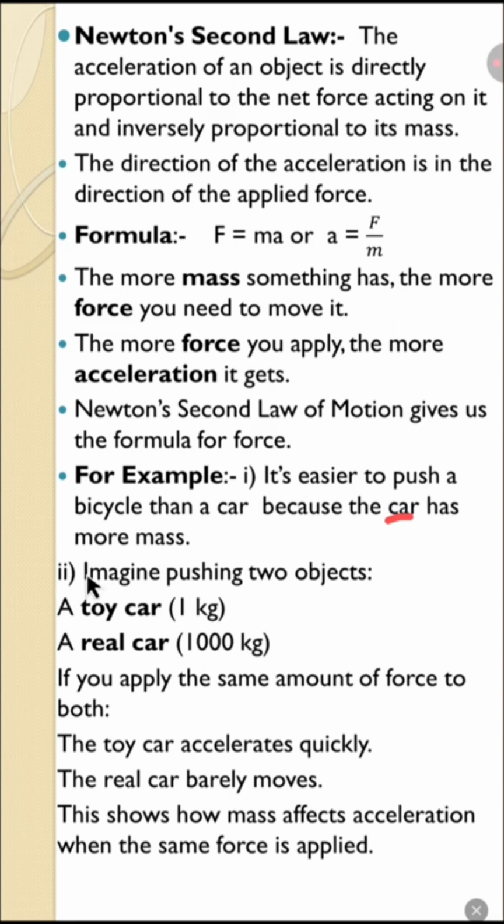Another example: imagine pushing two objects. You have a toy car and a real car. The toy car has a mass of 1 kg and the real car has a mass of 1000 kg. Which one is easier to push? Absolutely, the toy car is easy to push because its mass is very much less than the real car. The real car has 1000 kg and is not easy to push, but you can push the toy car easily.